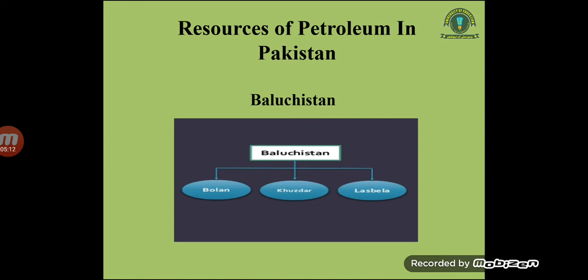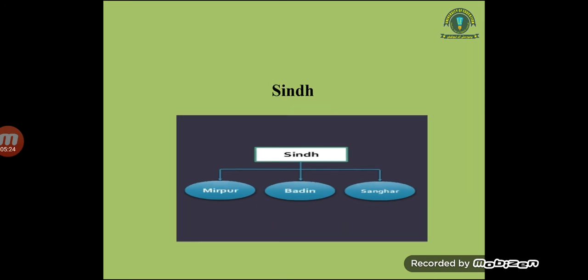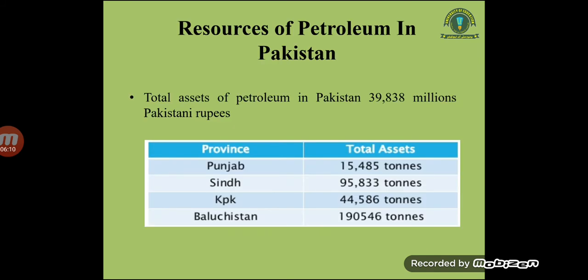So you see the resources of petroleum in Pakistan: first of all we discussed Balochistan, secondly Sindh. If we discuss Sindh, the resources of petroleum exist in three locations in Sindh. First, Mirpur. The second one is Badin, and the third one is Sangad. These are the three locations in Sindh where the resources of petroleum exist.